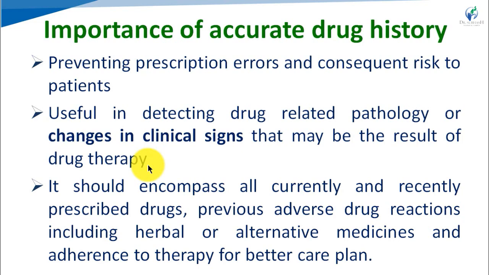It should encompass all currently and recently prescribed drugs, previous adverse drug reactions, including herbal or alternative medicine, and also adherence to therapy for a better care plan. देखिए यहाँ पे पूरा जो भी प्रिस्क्राइब ड्रग दी है करंटली या फिर रिसेंटली प्रिस्क्राइब की है मेडिसिन या फिर प्रीवियसली, whatever the drug that has been given to the patient, and also we are asking about the herbal medicine and also about the alternative medicine if the patient has taken it, and also we can give suggestions for the adherence to the therapy for the better care plan.